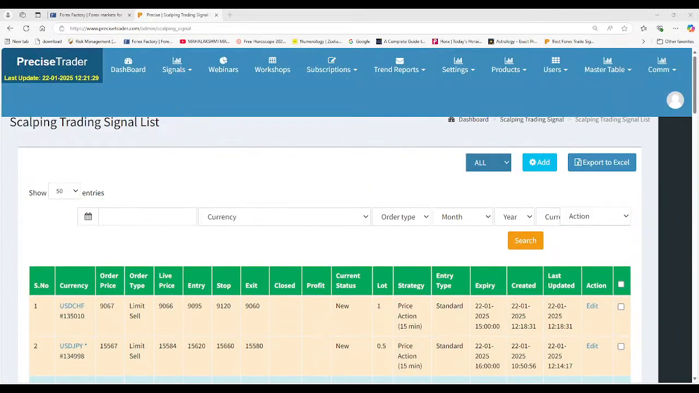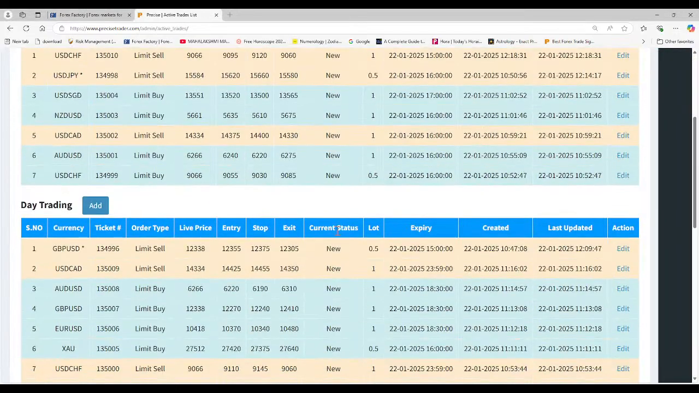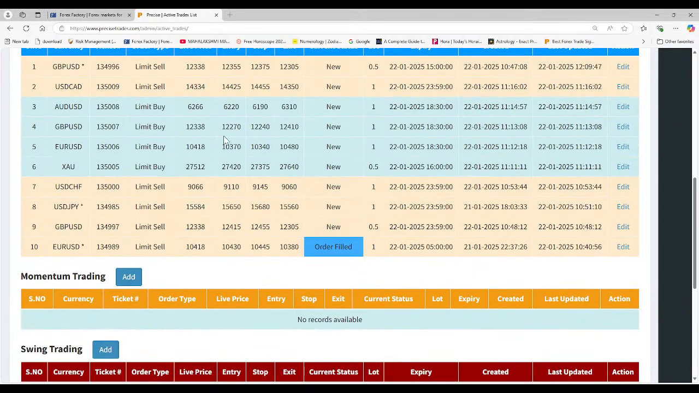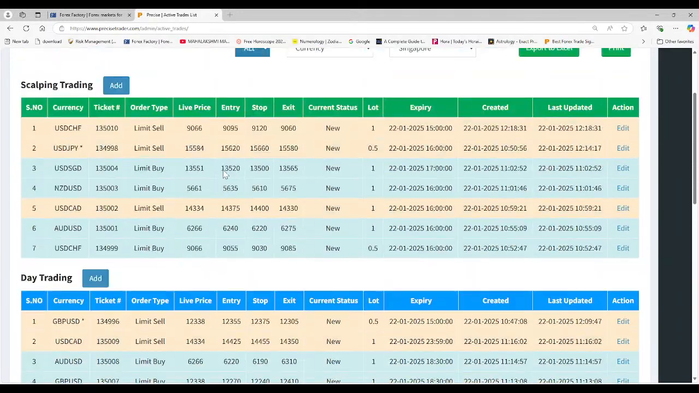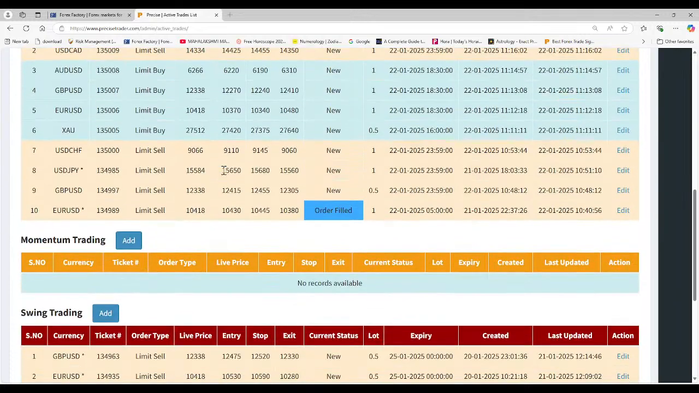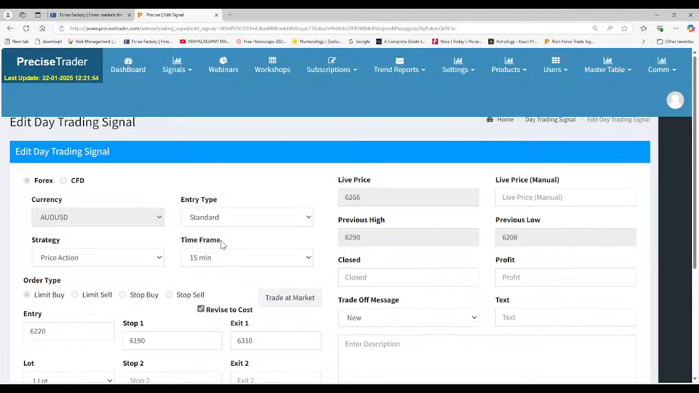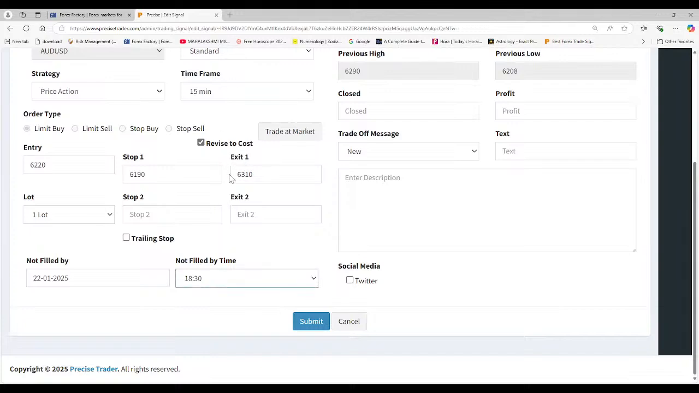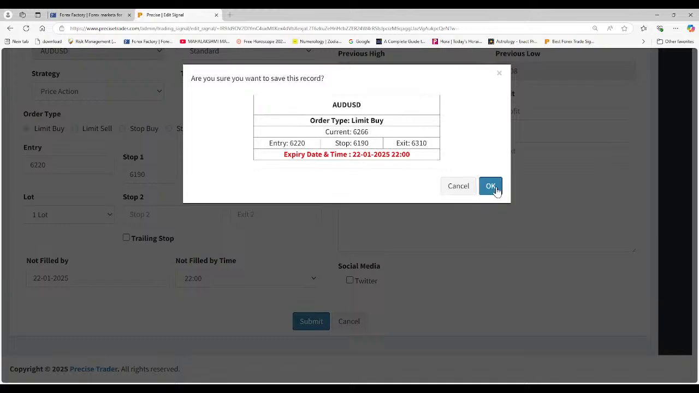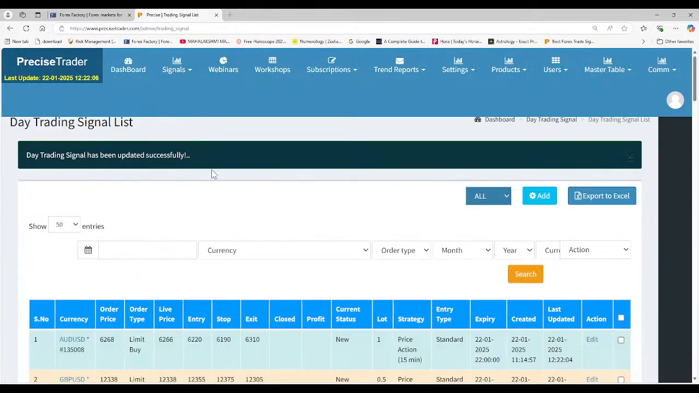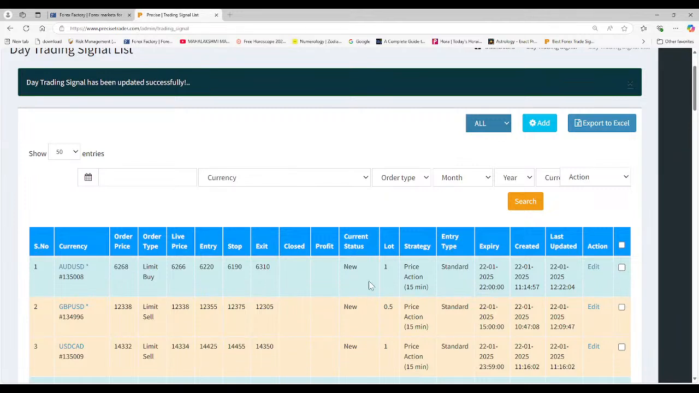Then we have a 20 and 63.10. I think this is also a valid call, but the only thing is the extension. I think we have to give more time because this market is a bit slow and quiet. So probably we'll give until 10 o'clock. So this is the trade for Aussie. We are just changing the time.